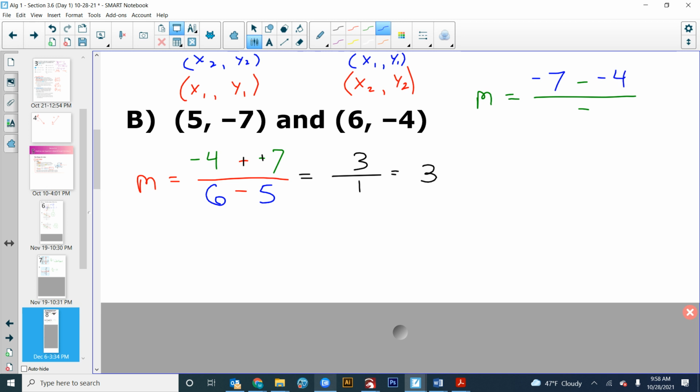But you have to go in the same order. If you called this one y2, you have to call this one x2. So our x2 is now 5. Our x1 is 6. Let's see if it reduces to be the same. Minus a negative is plus. What's negative 7 plus 4? Negative 3. And what's 5 minus 6? Negative 1. A negative over a negative is a positive. Boom.